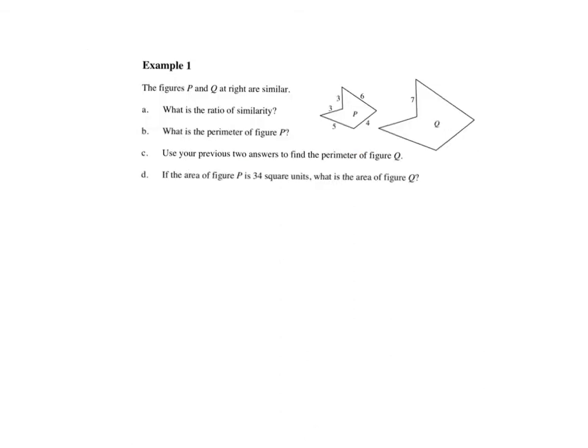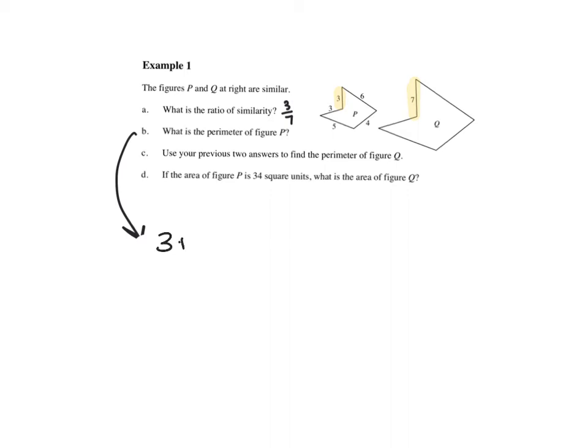Let's look and apply this to the problem here. The figures at right are similar. What is the ratio of similarity? Since P and Q are similar, I need to find two corresponding sides. And I've found that with the 3 and the 7. So the ratio of similarity would be 3 to 7.